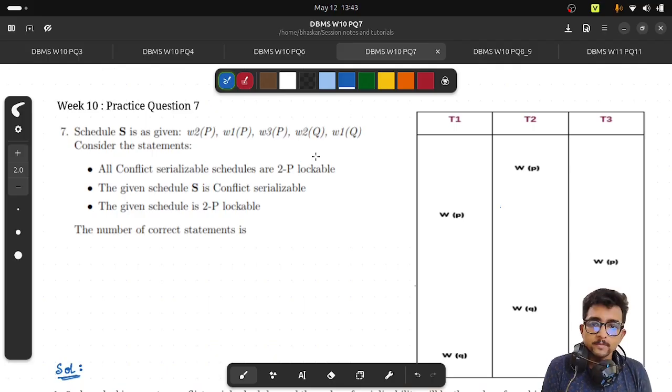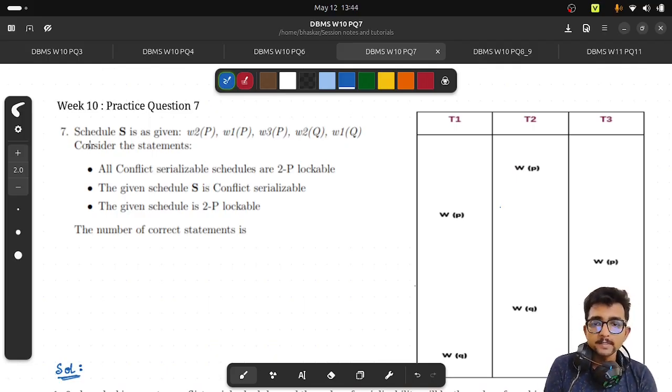So this question is about serializability and locking. We will see the conflict serializability concept, which is ensured by the two-phase locking principle, and then we will review some concepts and also solve simultaneously. So let's dive into the question.